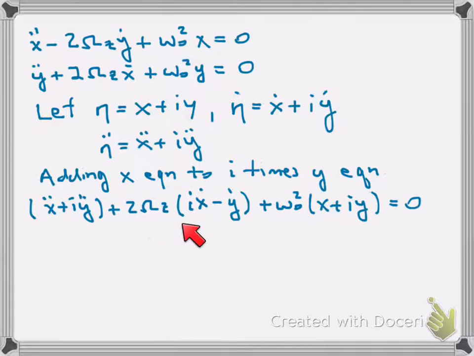Now let's take this expression. We have an eta double dot here, and we have an eta here. But here we have ix dot minus y dot, so that is not eta dot. But I can factor this i out front. And so let's do that. Let's factor the i out front.